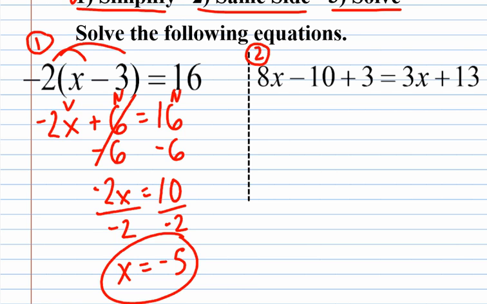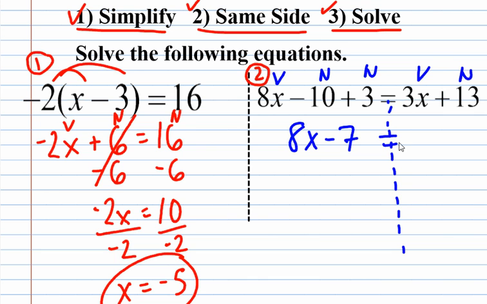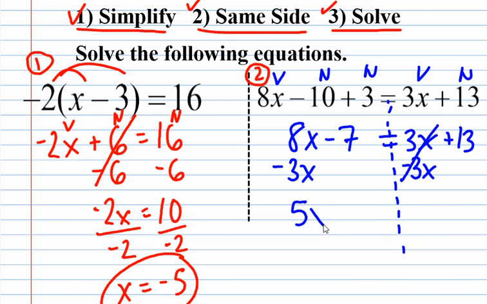Second one. This one, the simplify step, is actually going to be combining like terms that are on the same side. So you have variable, number, number, variable, number. If you look, you have number terms that are on the same side. -10 plus 3 makes -7 equals 3x plus 13. Now you need to get your variables to one side, so maybe get rid of them on the right. Subtract 3x from each side, then 8x minus 3x is 5x, minus 7 equals 13.